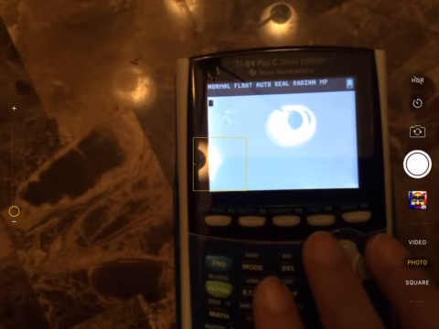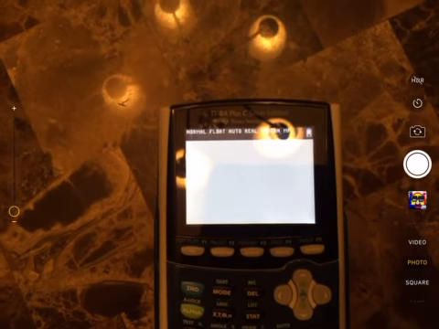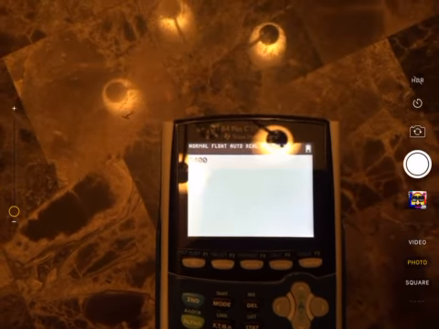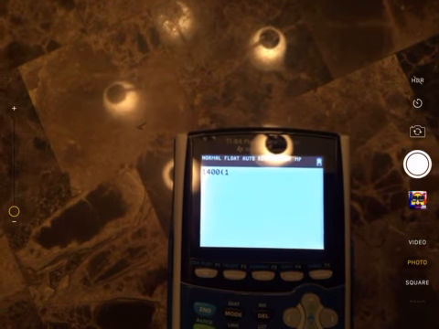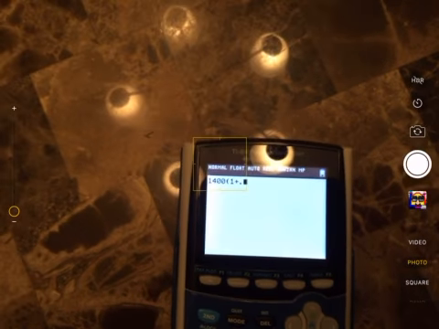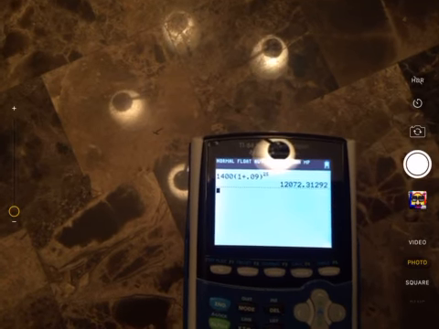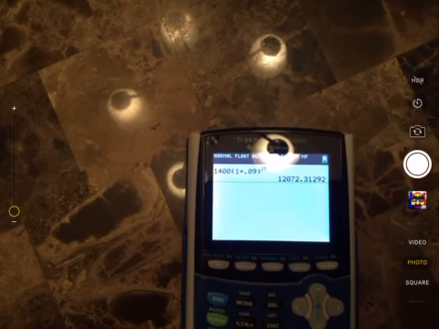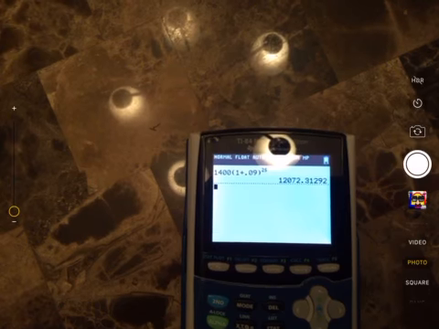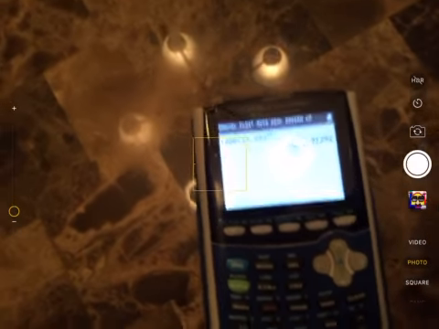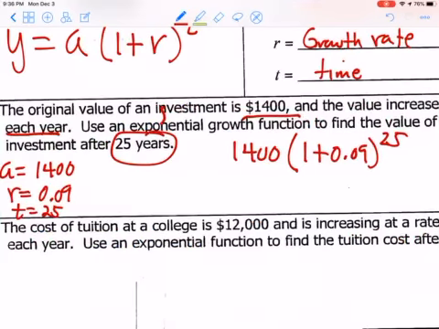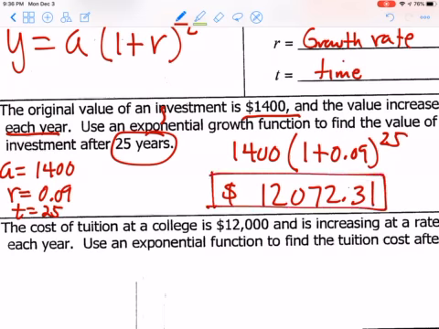So again, we're going to do 1,400 times 1 plus 0.09 raised to the 25th power. We hit enter, and because we're talking about money, that is $12,072.31. So we're going to put that in here. Our answer is $12,072.31. And that's how we're doing all of these.